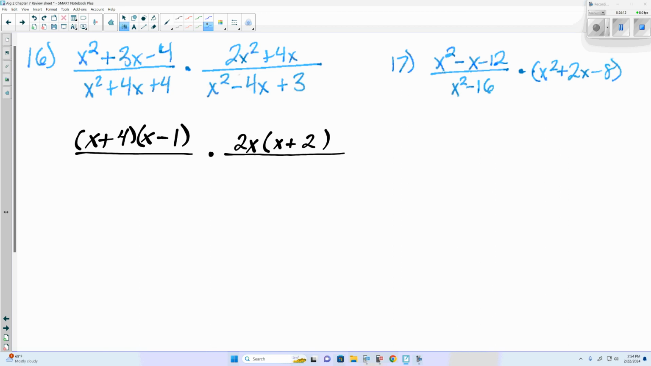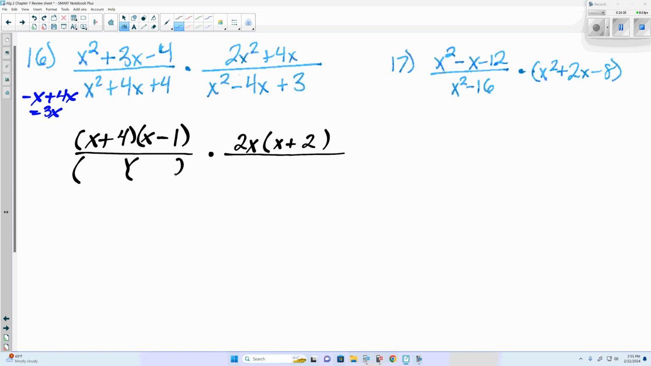If we check this, x times negative 1 would be negative x. 4 times x would be positive 4x, giving us our middle term of 3x. One of the things we know, it probably wouldn't be 2 and 2, because that would make it a difference of perfect squares. X plus 4, x minus 1. All right.